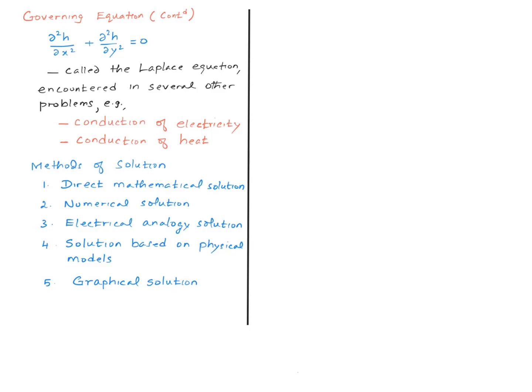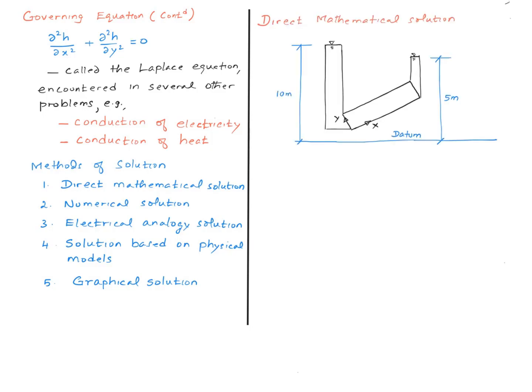The graphical solution is one of the oldest methods, and we will spend some time on that here. It turns out that for most seepage problems, you can actually sketch the flow lines and the equipotential lines by hand and then create a flow net based on that. So once we have a flow net, we can then calculate most quantities that we would be normally interested in. Let me illustrate this first method, the direct mathematical solution method, by considering this one-dimensional problem.